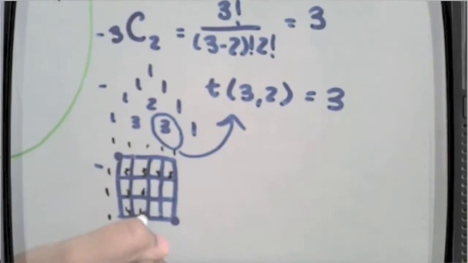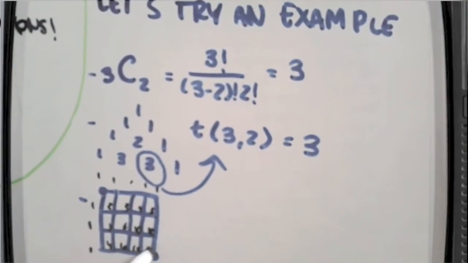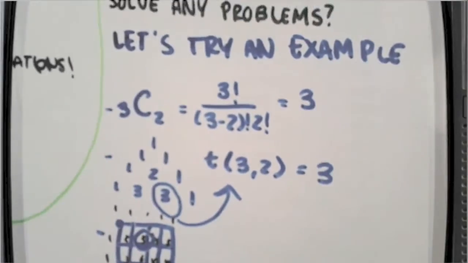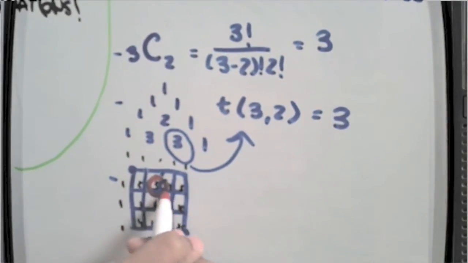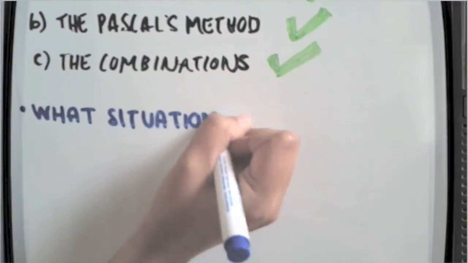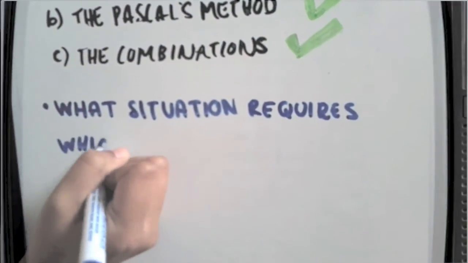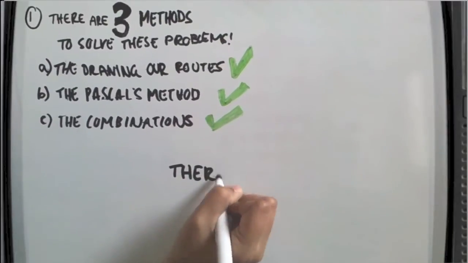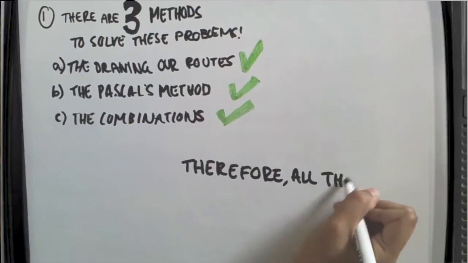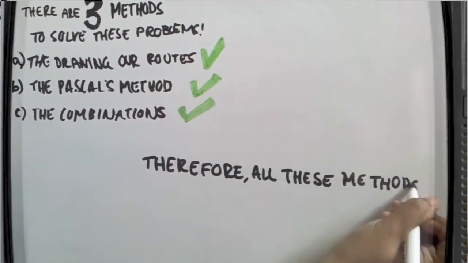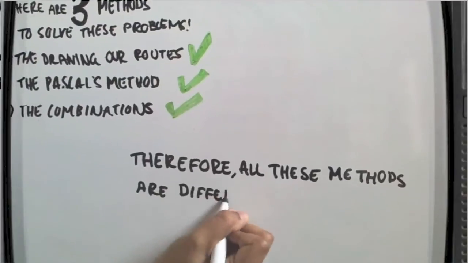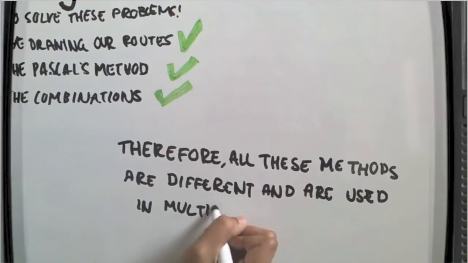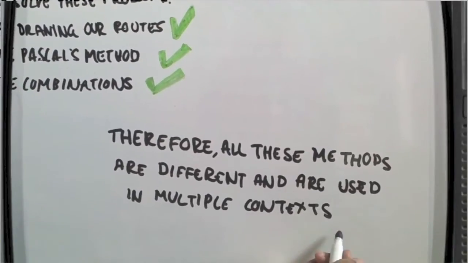And basically combinations allows us to put it in the formula we already know, which is quite efficient, but it gives us a total number of possibilities for that exact entry. So it doesn't help with necessarily the same diagrams that we did with Pascal's triangle, but it does allow us to efficiently find out the total number in one entry. Therefore, all these methods of drawing our routes, the Pascal method, and combinations are quite different, but they're all used in key ways. And that's what allows us to efficiently know what the total possibilities are in different contexts.